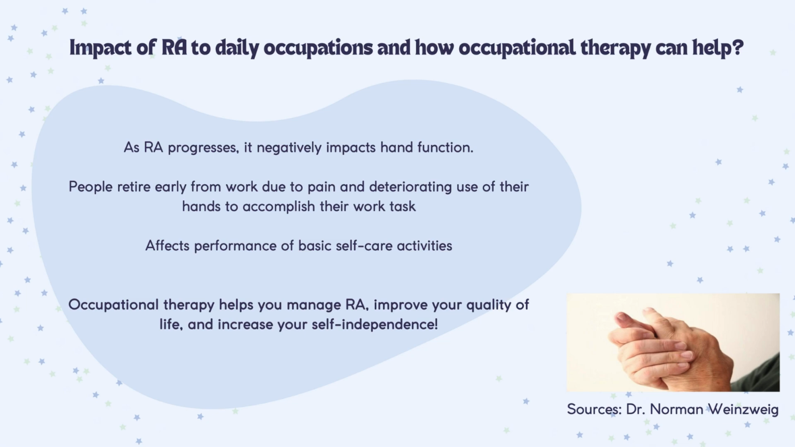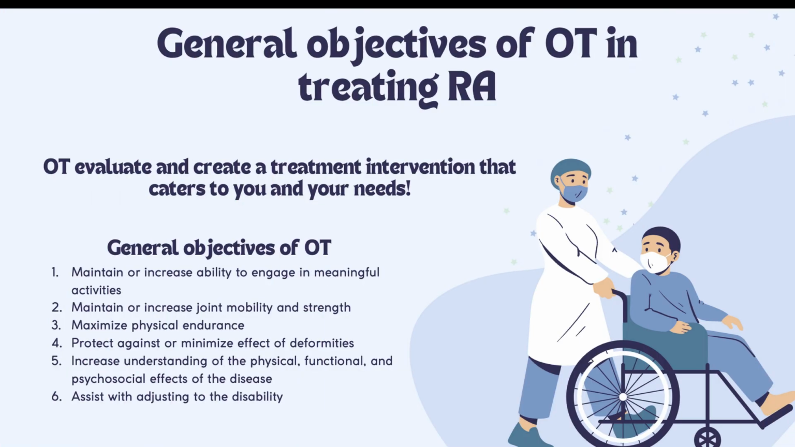When rheumatoid arthritis limits a person from doing the things that are important to them, this is where occupational therapy comes into play to help them manage their condition and improve their ability to function in daily activities. Occupational therapy evaluates and creates a treatment plan intervention that caters to you and your needs.